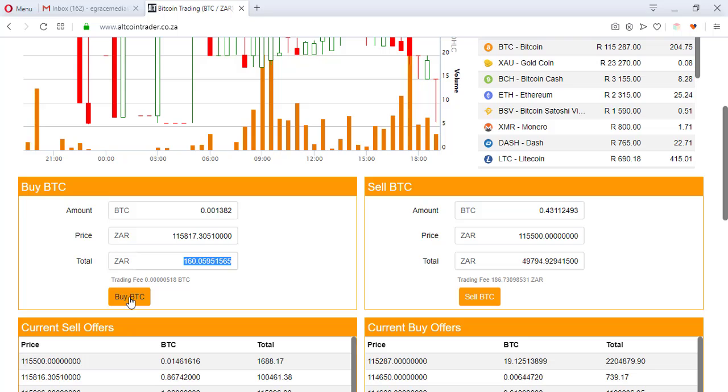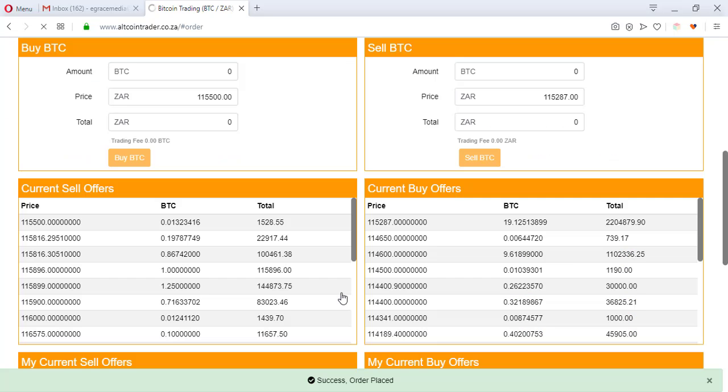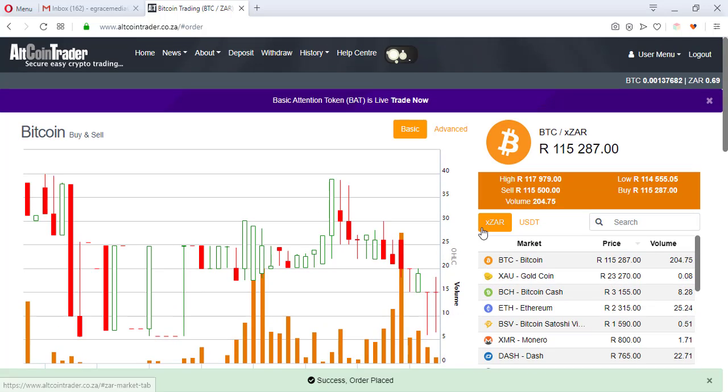So I'm gonna press on buy BTC. Then it's gonna ask me to confirm if I want to buy this Bitcoin. Then I'm gonna click on buy, and if we go up there, we will see that I'm left with 0.69 cents, of which I have this amount of Bitcoin. So that is how you buy Bitcoin.